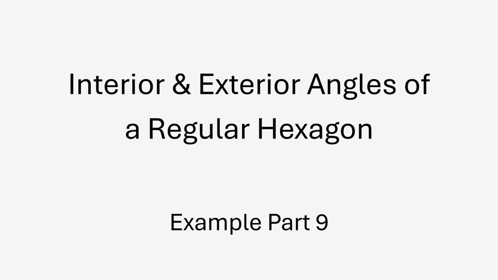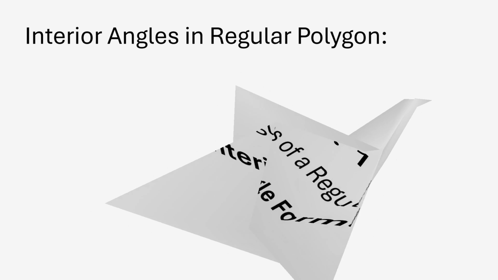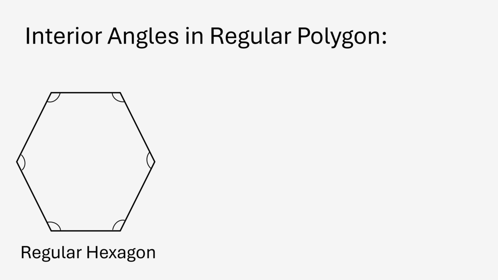Interior and exterior angles of a regular hexagon. Let's find its interior and exterior angles using two different methods. Method 1. Using the interior angle formula. A regular hexagon has 6 equal sides and 6 equal angles.